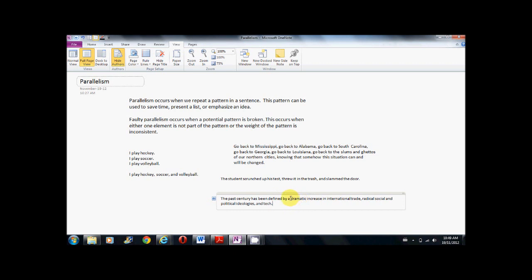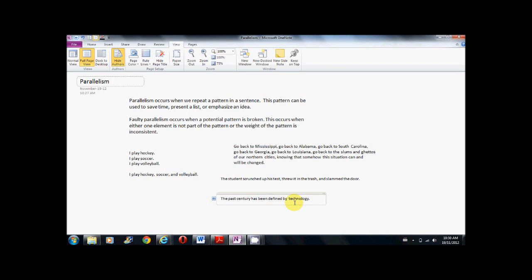We have a pattern through which the reader has created interest, and this pattern is based on ending with a noun, trade, ideologies, right, somewhat abstract nouns, and strong terminology at the beginning that suggests how important this is, right? We're starting in both cases with an adjective, right? Dramatic increase in international trade, radical social and political ideologies, and tech. So I can switch this to technology. It's a little better. If I go back to my original premise that I should be able to delete the pattern, it should make sense.